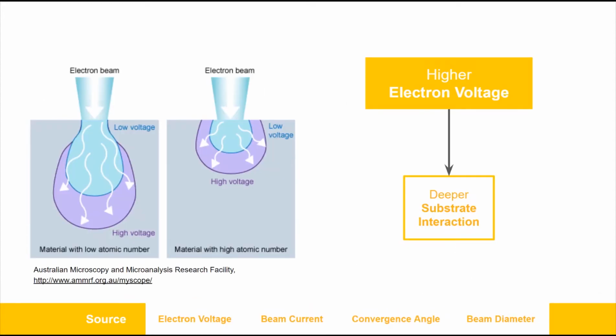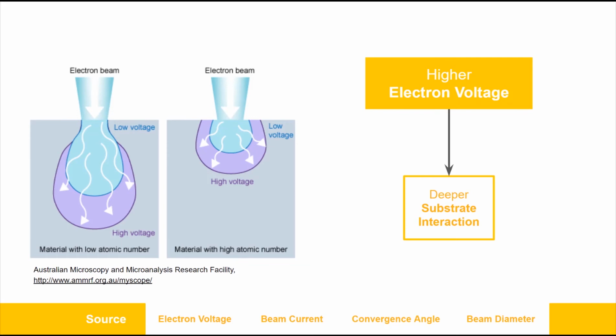Let's look at the interaction volume again. The size of the interaction volume depends on the accelerating voltage of the electron beam. At the very beginning of video 1, we saw that the wavelength of the electron depends on its voltage, and that higher voltage electrons are effectively smaller. This means that the chance that a higher voltage electron will scatter in the substrate is also smaller. Higher voltage electrons travel further into the substrate before scattering, making the interaction volume larger.